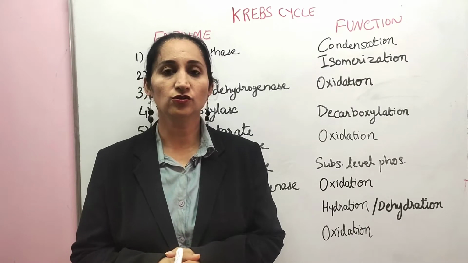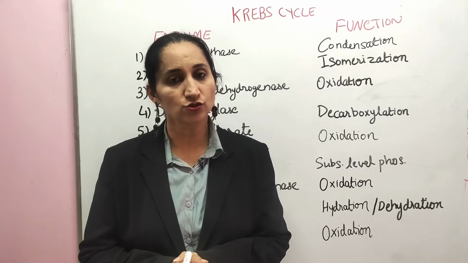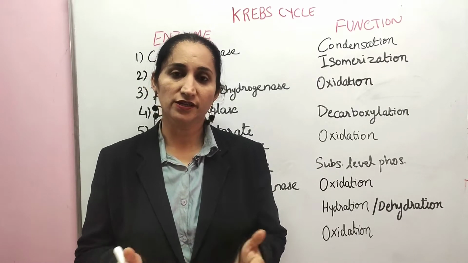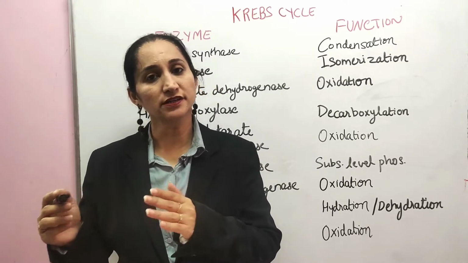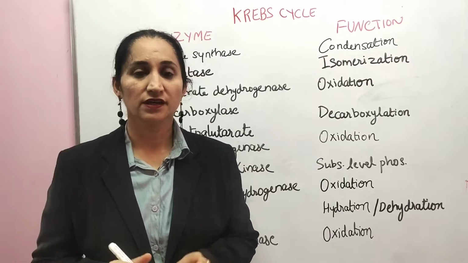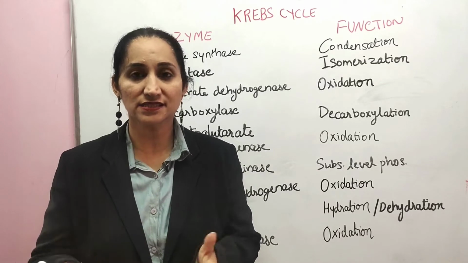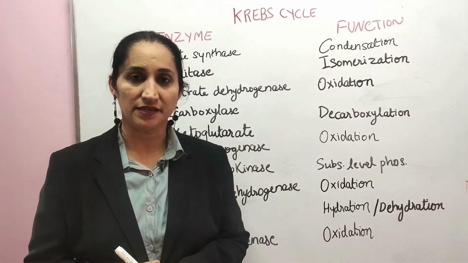In the previous video, we had a look at the enzymes and their functions that were used in the glycolysis process. And today, let us have a look at the enzymes that were used in Krebs cycle. Enzymes and their functions. In Krebs cycle, the first enzyme that was used was citrate synthase.